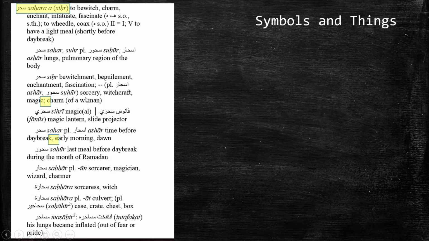Then the definition changes to actual sorcery. So here we have sorcery, comma, witchcraft, comma, magic. And then we have a semicolon again, which means that sorcery, witchcraft, and magic are about the same. They're synonymous, even if their definitions aren't exactly the same. Then we have a semicolon. Then we have charm, for example, of a woman. So that shows us that sihr now has another meaning, which can be charm.